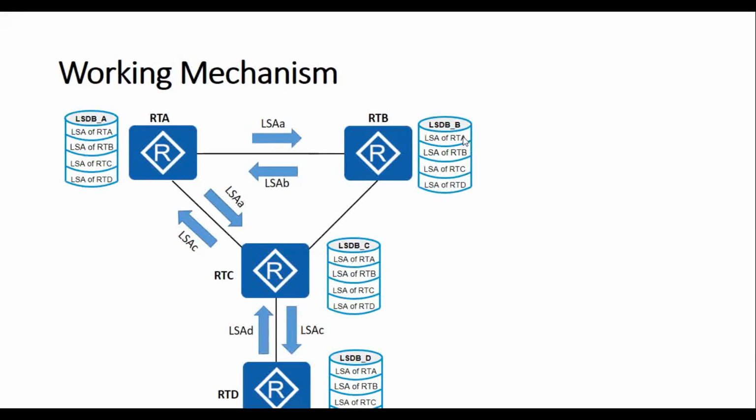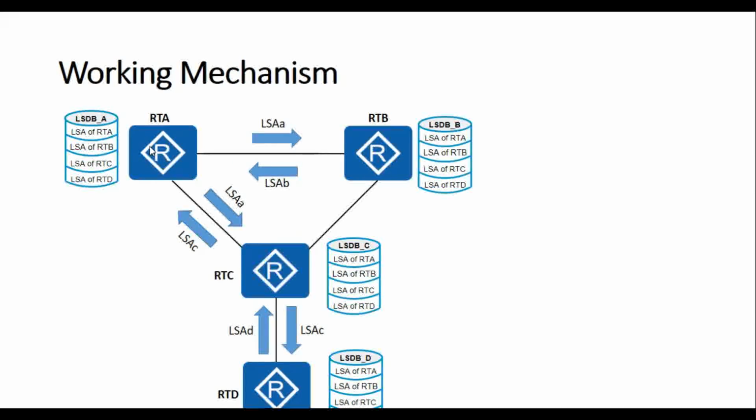And this link state database of B contains the link state advertisement of A, the link state advertisement of B itself, the link state advertisement of C, and the link state advertisement of D. Why? Because when this one sends its link state advertisement to RTC, RTC also sends its link state advertisement to RTA. And in that link state advertisement, it also contained the link state advertisement it receives from D.